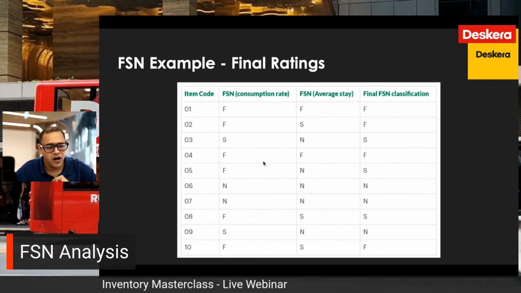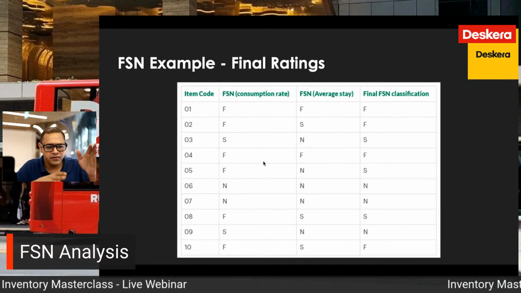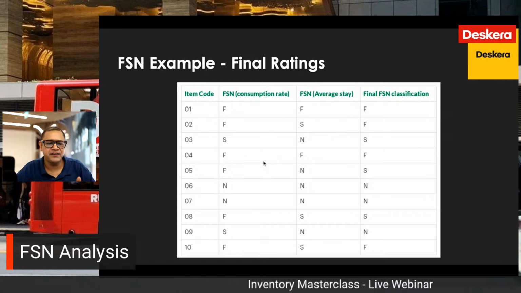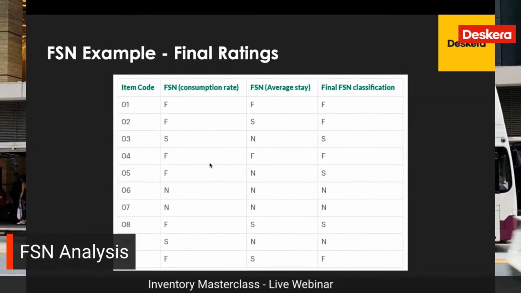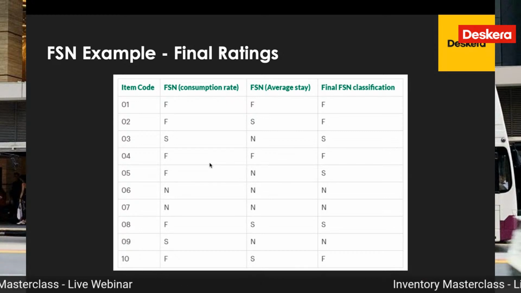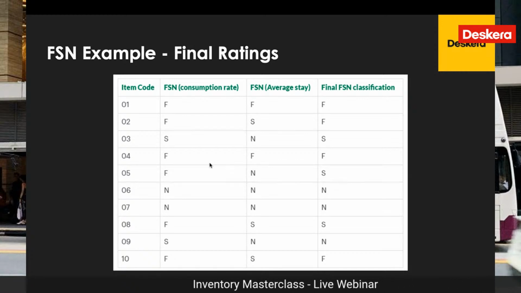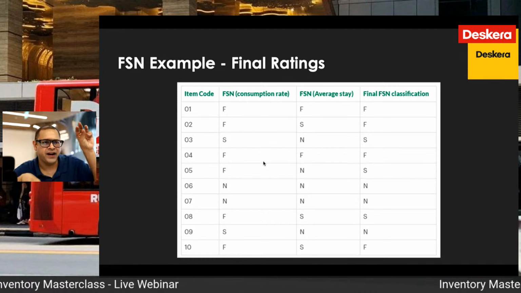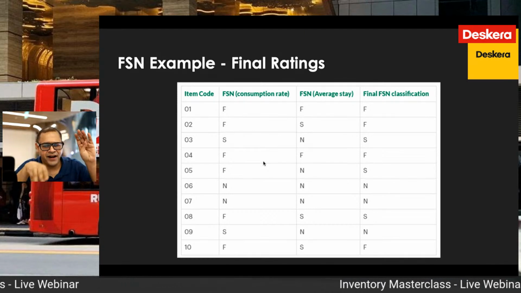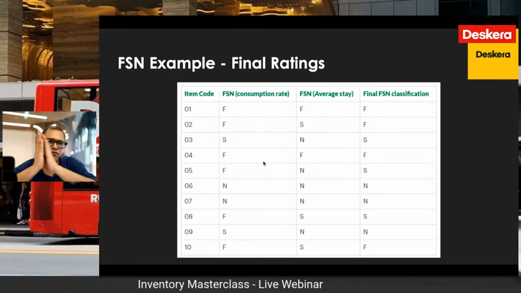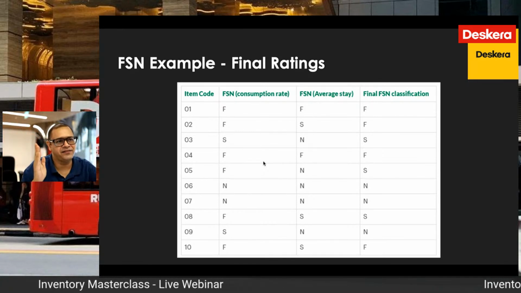And how do we do the combination? So here we map out the consumption rate classification and the average stay classification, and then we do a final classification based on the ratings that a product has for both. The rule of thumb to follow is that you have fast, you have slow moving, and you have non-moving, right? So that's the grade that we are following here. If something is fast in one category and slow moving in another, we always go with the higher categorization.